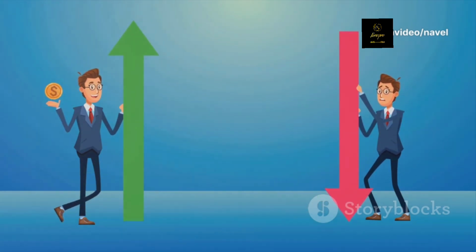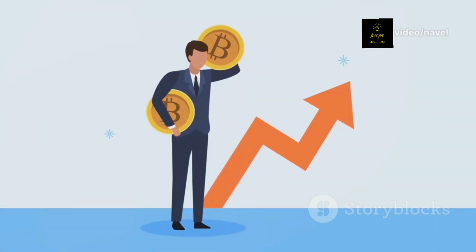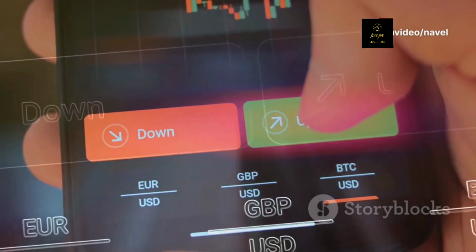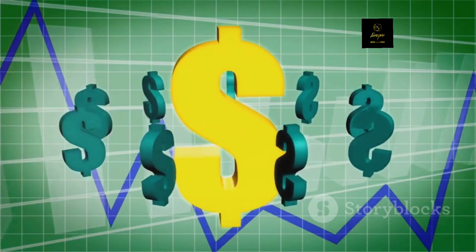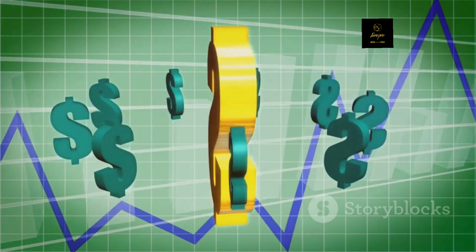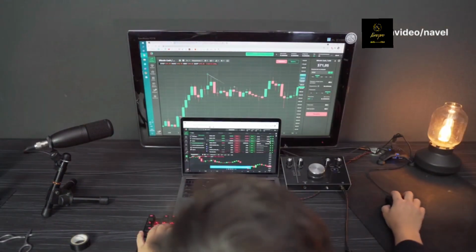In Forex, you have the flexibility to profit whether the market is going up or down. This is done through long and short positions. Going long or buying means you're expecting the price of a currency pair to rise. You're buying low and hoping to sell high. On the other hand, going short or selling means you're expecting the price of a currency pair to fall. You're selling high and hoping to buy low.